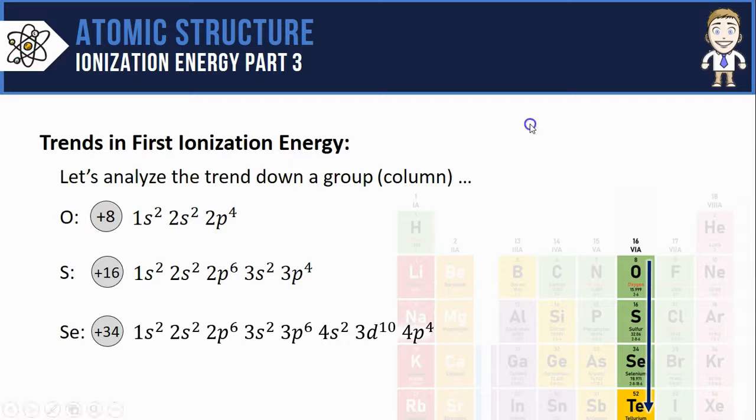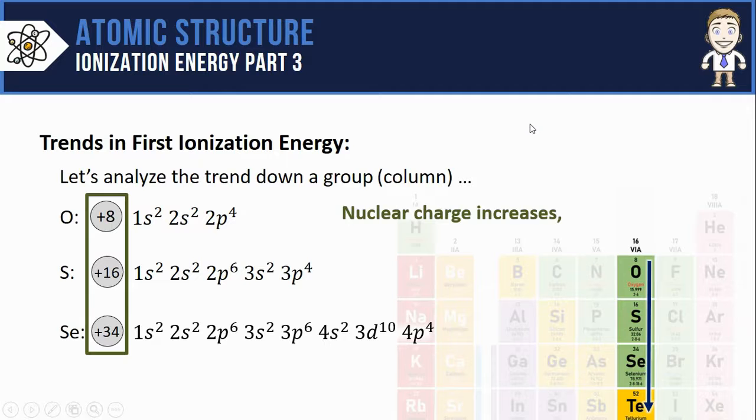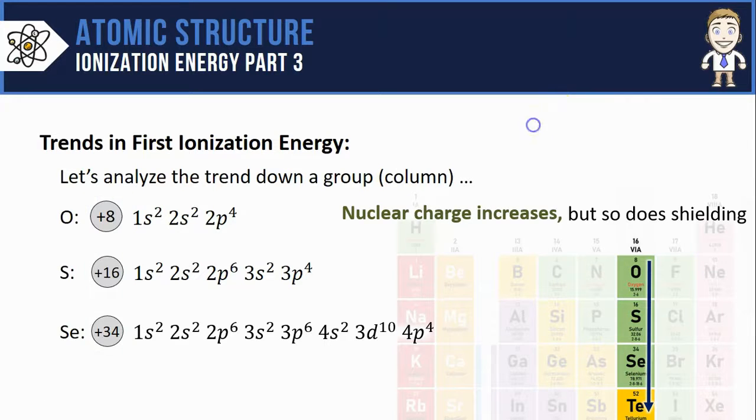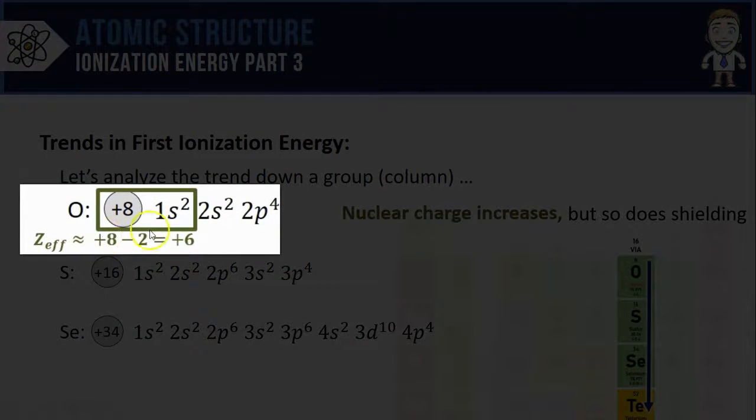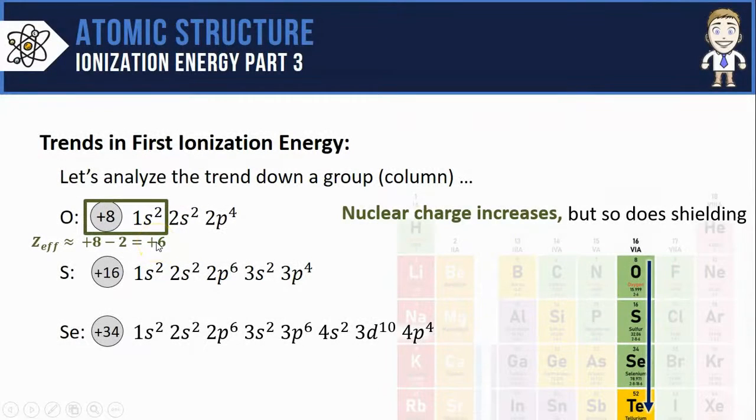So here's some things to notice. First of all, I can see that the nuclear charges of these atoms increases dramatically, but along with that, so does the shielding. To really get a sense of the positive charges at work inside these atoms, let's calculate the effective nuclear charge of each. Oxygen's +8 nucleus is shielded by 2 core electrons, so the effective nuclear charge experienced by the outer electrons is only a +6.